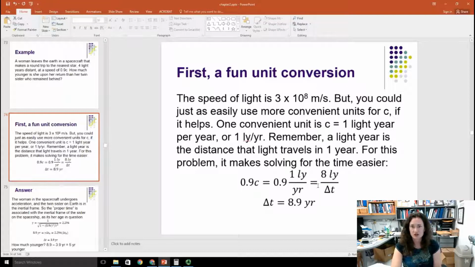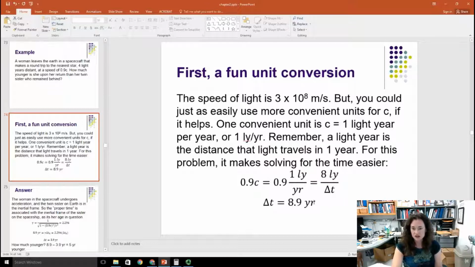And then we're going to set that equal to the distance divided by the time. Remember, it's a round trip. She's got to go to the star, which is 4 light years away, and come back. That makes the total distance traveled 8 light years. So here we have 0.9 times 1 light year per year is equal to 8 light years divided by delta t.